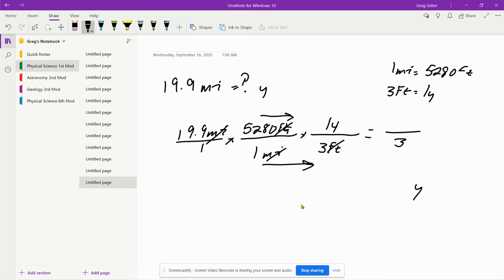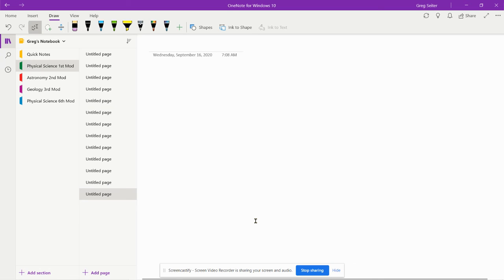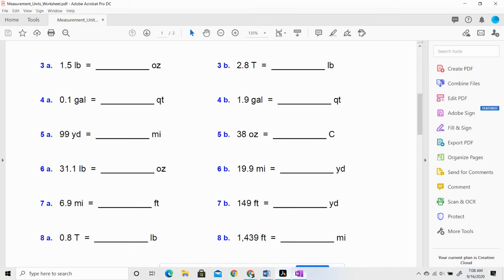Let's take a look at the next problem. Whoop, I dropped my pen and it had 2 cursors on the screen at a time. That was strange.